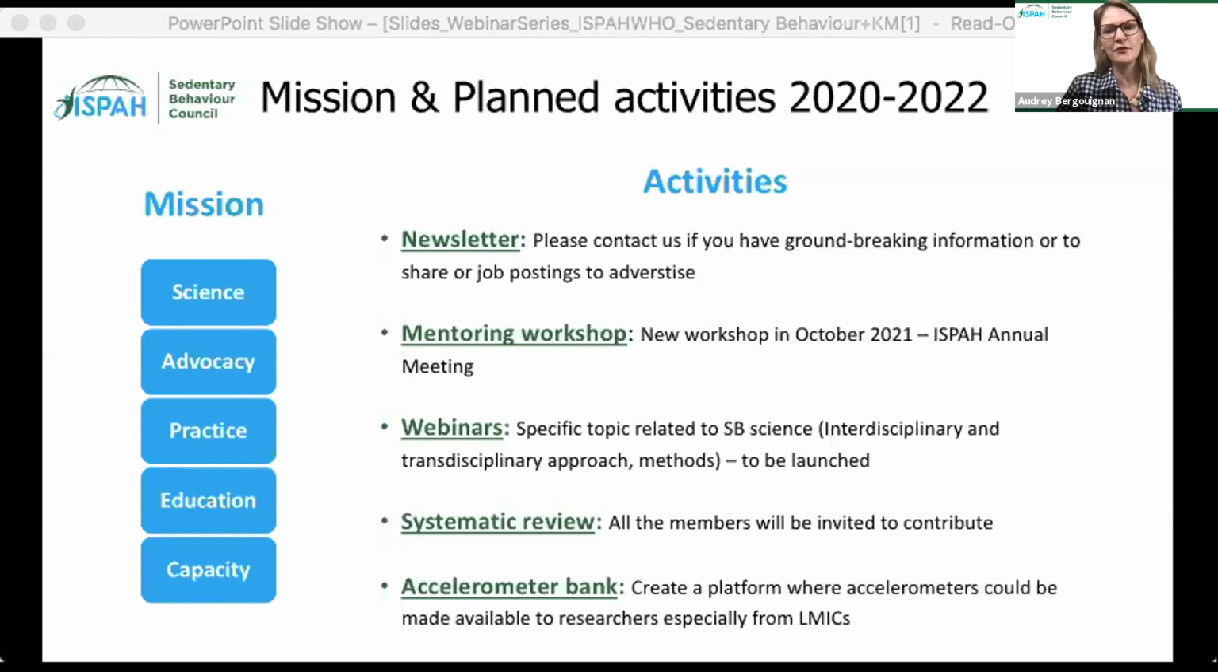And finally, we would like to work on creating a platform in which we will have axiometers that could be made available for researchers, especially those from low and medium income countries. So these are just a brief overview. If you have any interest in contributing to any of these activities and joining the council, please do. Everyone is welcome. And if you have any question, contact myself, Paul, or Aoko.